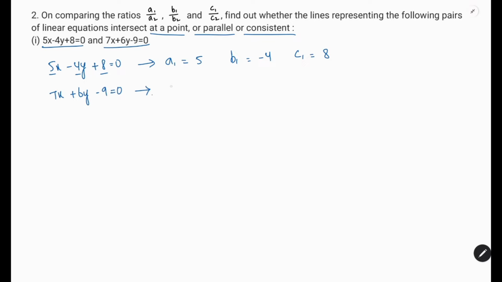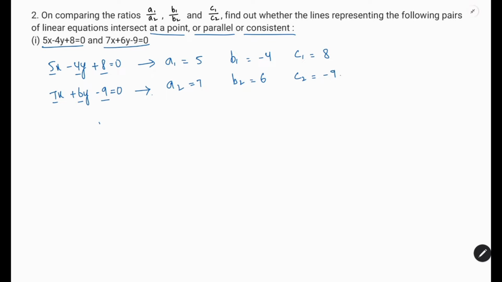Here in the second equation, 7x plus 6y minus 9 equal to 0. What is a2? a2 is the coefficient of x, a2 equal to 7. b2 is the coefficient of y, 6. And c2 is the constant term, minus 9.